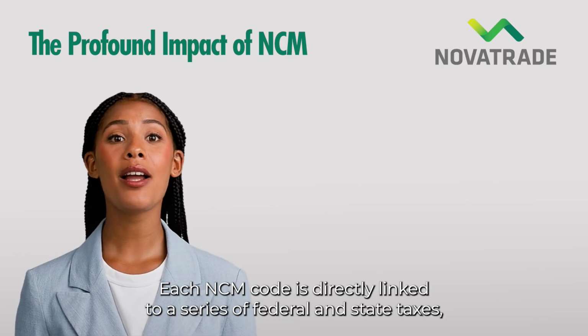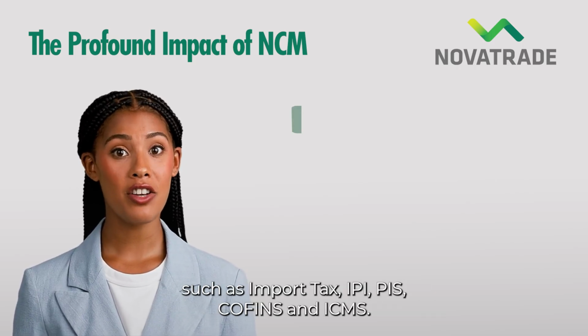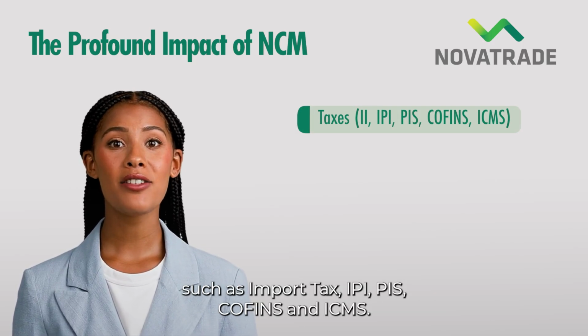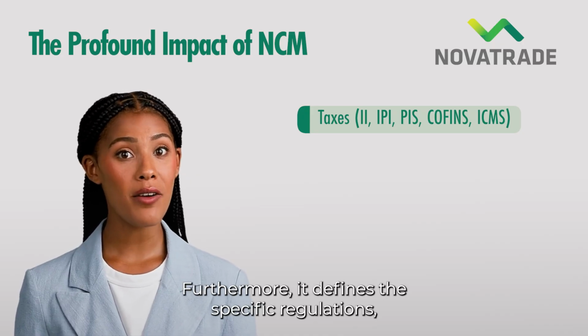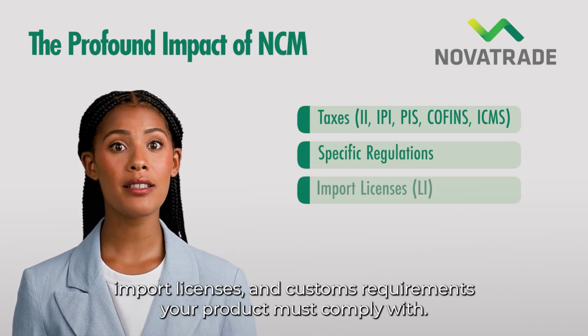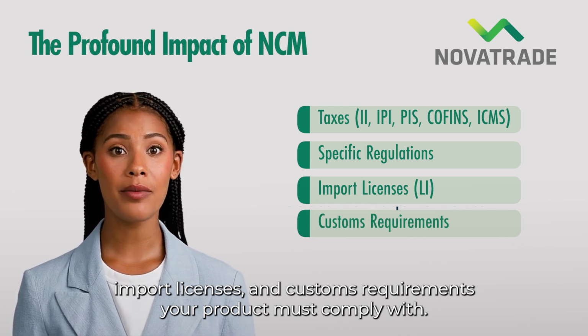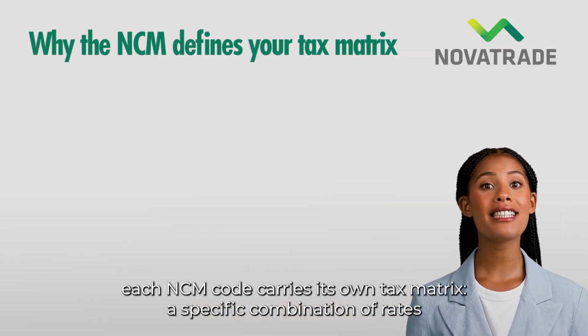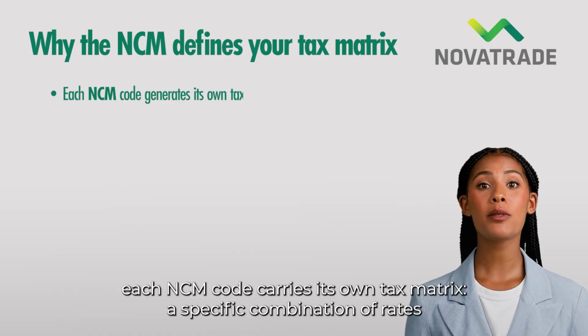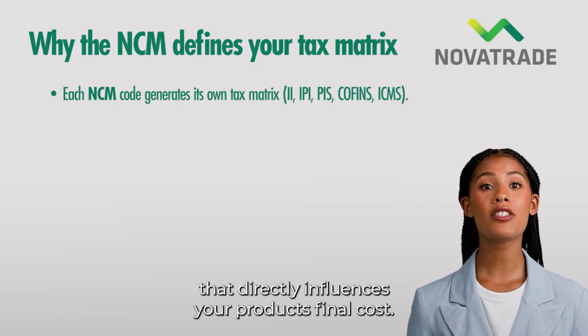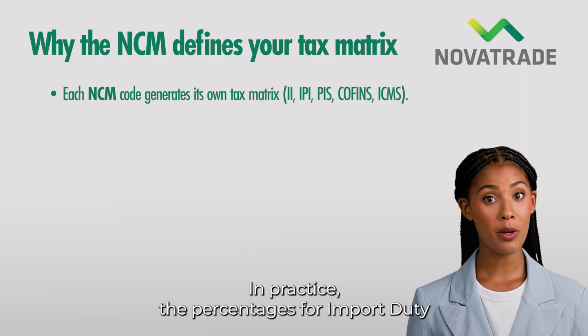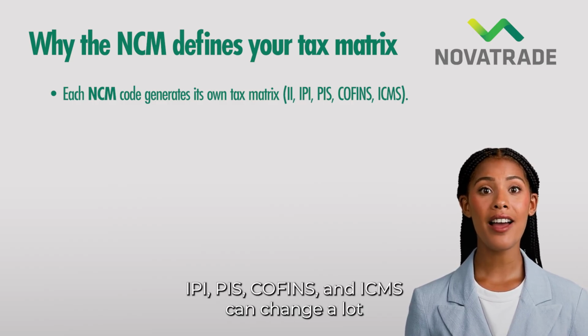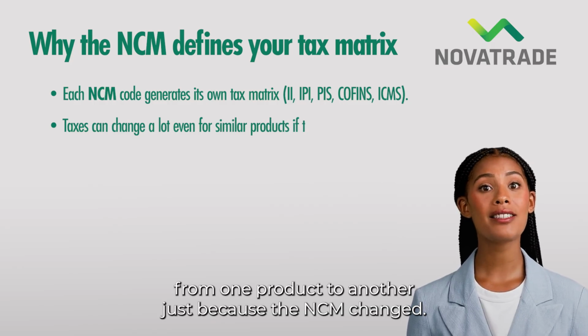Each NCM code is directly linked to a series of federal and state taxes, such as import tax, IPI, PIS, COFINS, and ICMS. Furthermore, it defines the specific regulations, import licenses, and customs requirements your product must comply with. Correct classification is key to avoiding significant surprises and additional costs. Beyond simply listing taxes, each NCM code carries its own tax matrix, a specific combination of rates that directly influences your product's final cost. In practice, the percentages for import duty, IPI, PIS, COFINS, and ICMS can change a lot from one product to another just because the NCM changed.